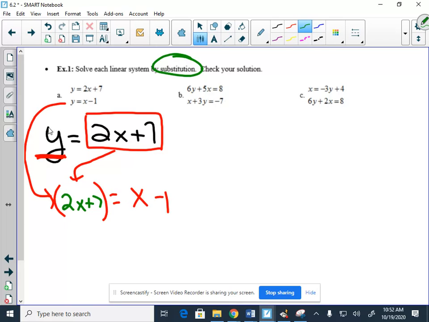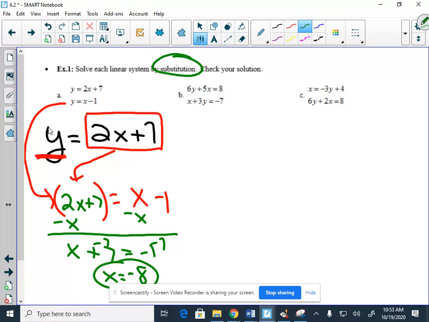Now, I have to solve for x. So now it's just a basic equation. I'm going to subtract x from each side. I get x plus 7 equals negative 1. I subtract 7, and I get x equals negative 8.